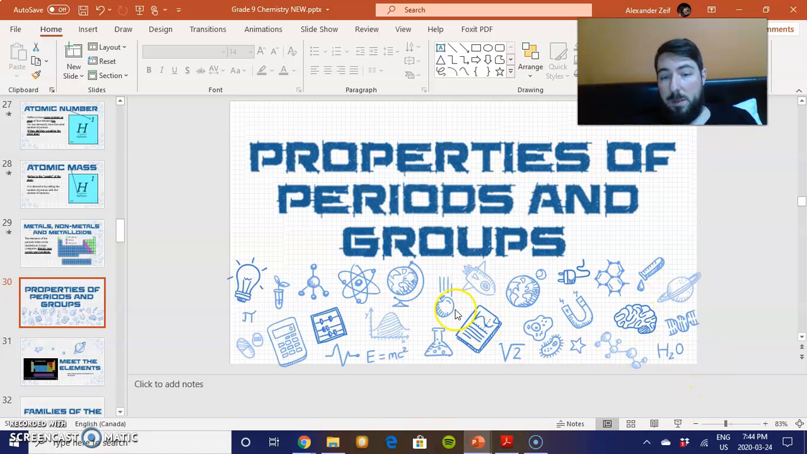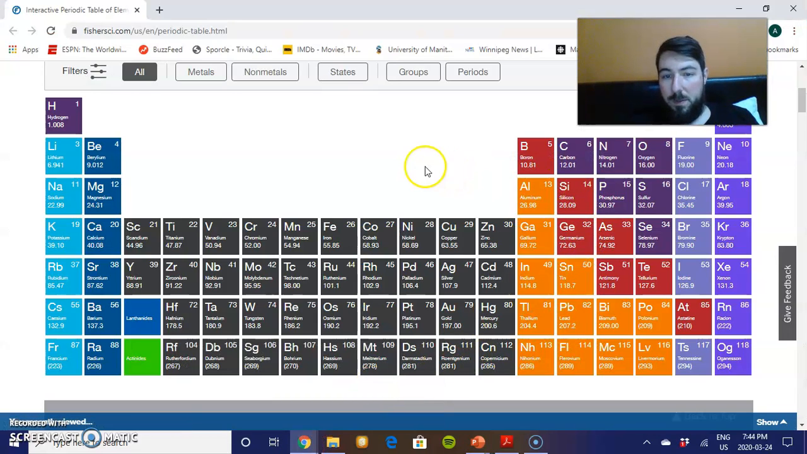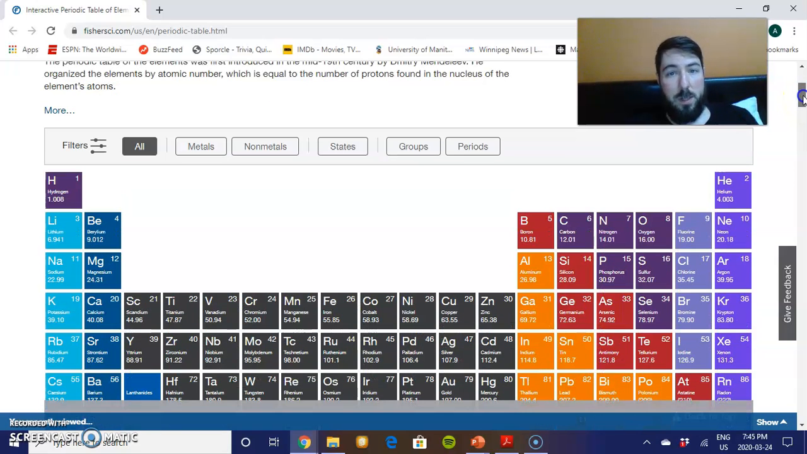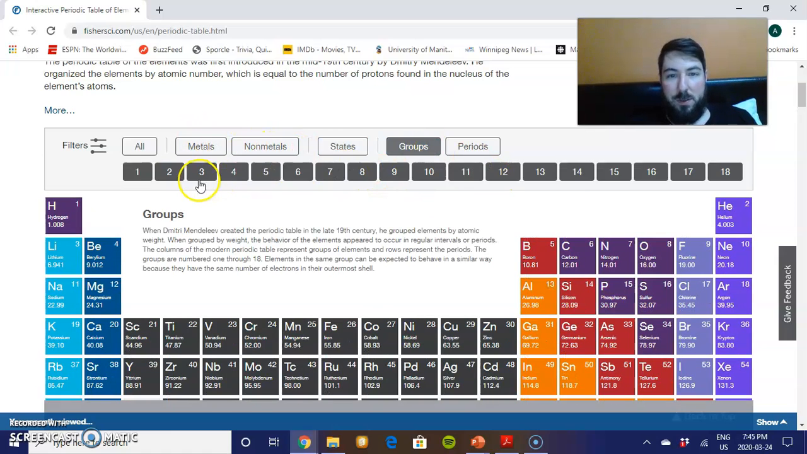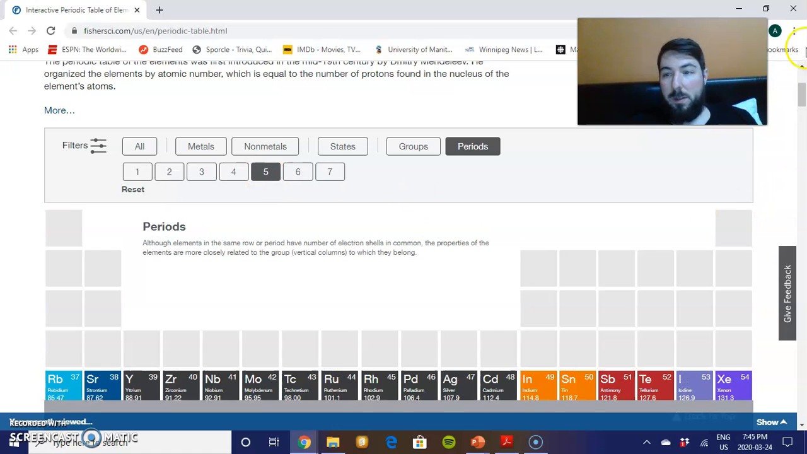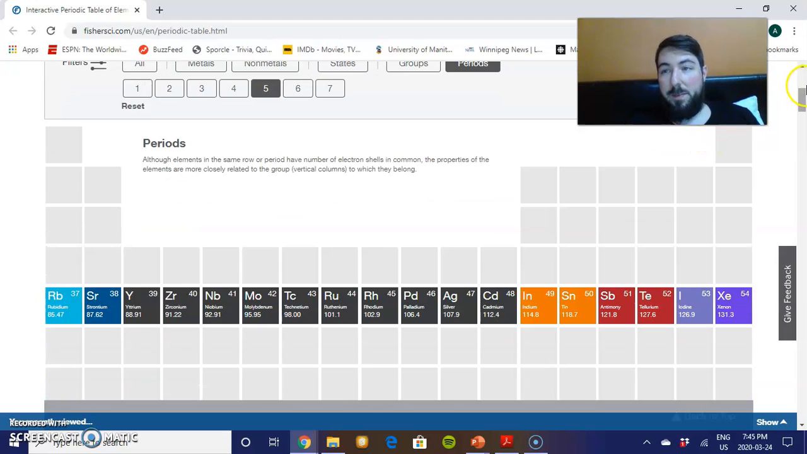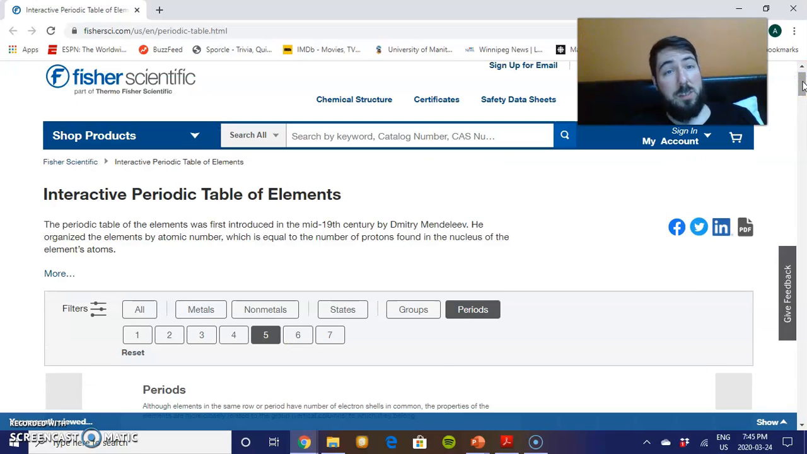So that's just a brief look at the periodic table. I'm just going to go back to this one here again. This is the one that was in the resources on the Google Classroom, which lets you look at different characteristics, like between metals and nonmetals. You can also examine the different groups or the different periods. So say I wanted to look at period 5, for example, and it would light up all the elements that are in period 5. That's just a brief introduction to the periodic table.